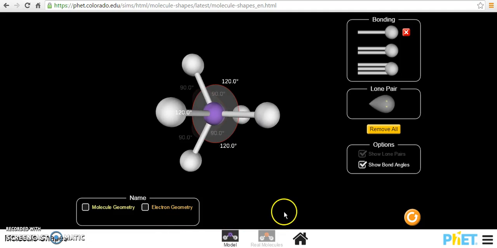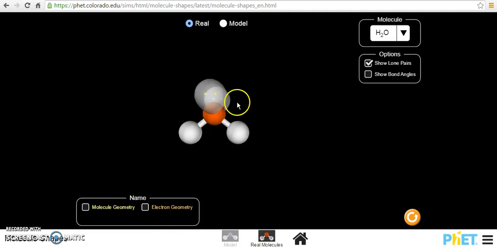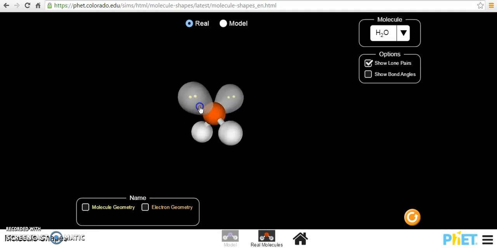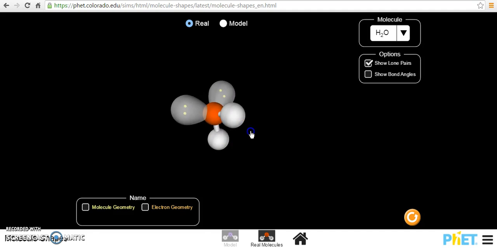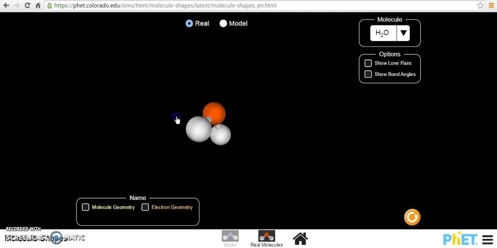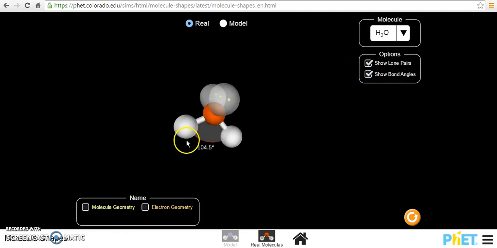Let's start looking at some real molecules by clicking down here in this real molecule box. So right here we're given an H2O molecule, and we can rotate it just as we could with a model. And again, we have the options to show or hide the lone pairs, and show or hide the bond angles. So we'll leave both of those showing. Down here at the bottom left, we can choose to show the molecular geometry, which is bent for H2O, and the electron geometry, which is tetrahedral.